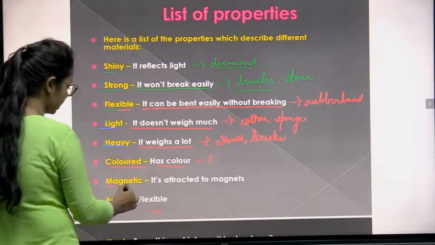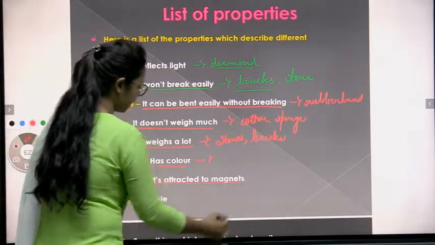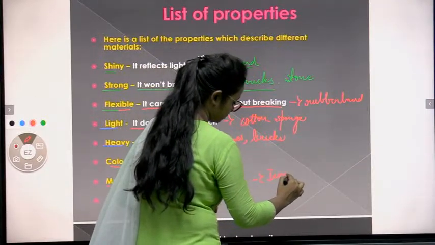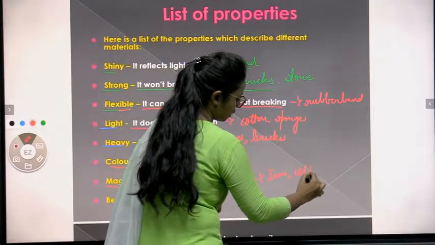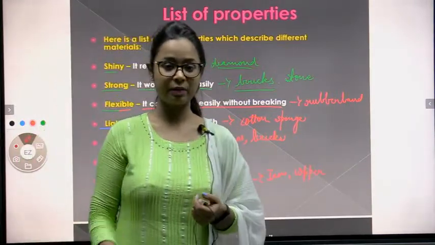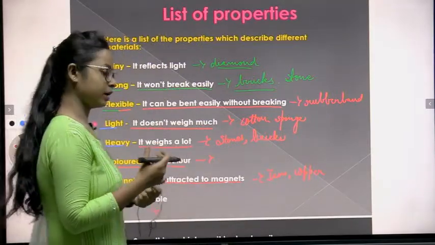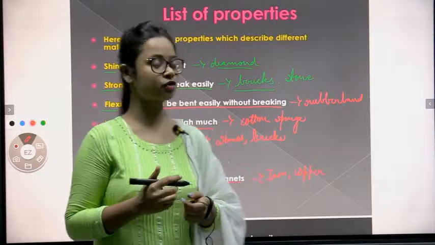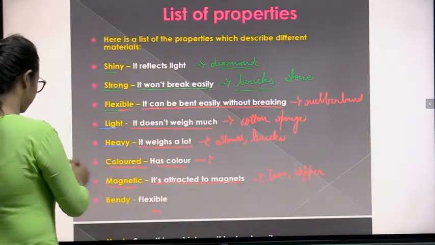Next is magnetic, which is attracted by a magnet. Iron, copper. Basically, all the metals are attracted to a magnet. Why? Because they have a property to attract, right? So something which easily attracts to a magnet is called magnetic property.